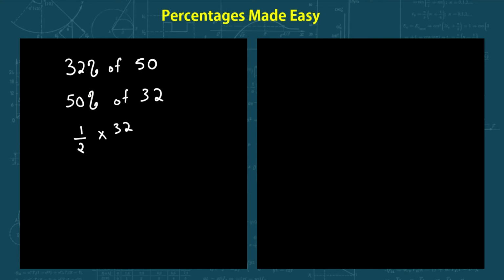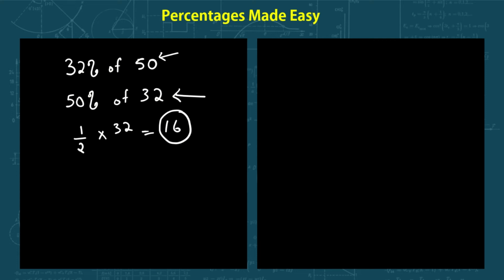Now we come to tip number 3. Percentages are reversible. If we have to find 32% of, say, 50, it is the same as saying 50% of 32. And 50% is very easy because we know 50% is half. Half of 32 will give me 16. So in this case, we learned that percentages are reversible, and if you have a simple number over here, you can always reverse and find the percentage.